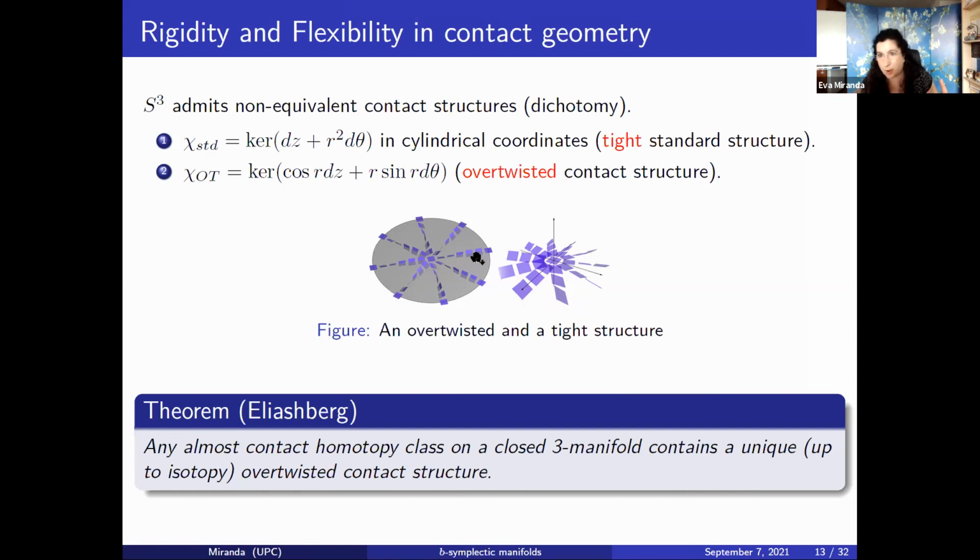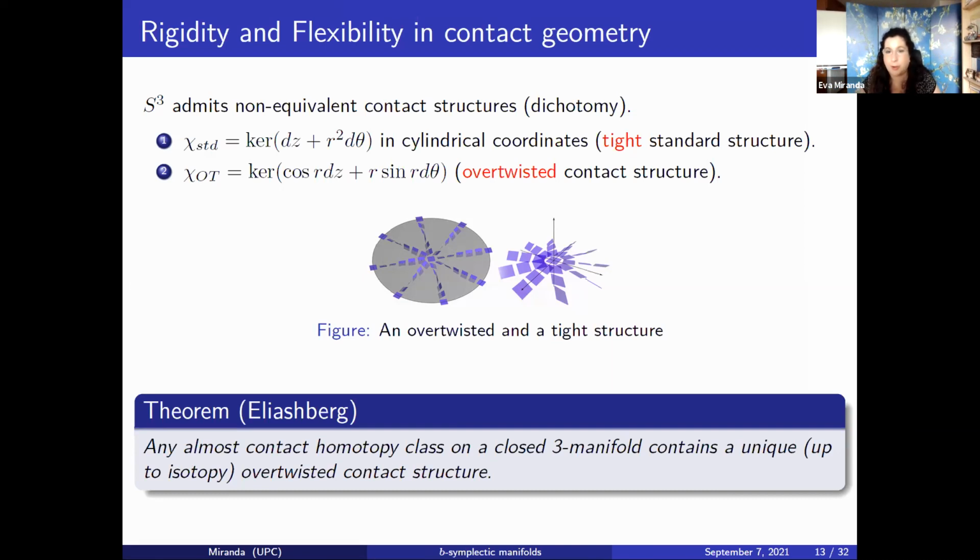And this language comes from the fact that this class of examples was found by Eliashberg in dimension 3. And then at that moment, people knew, for instance, that any 3-manifold admits a contact structure. This is big news, okay? We know that in symplectic geometry in dimension 4, not every manifold admits a symplectic structure, but in dimension 3, all the manifolds admit a contact structure. That's a big surprise.